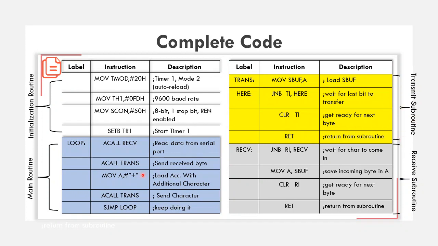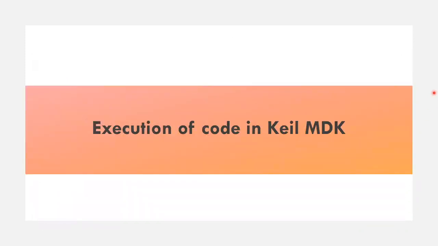Since the statement says we have to receive the data serially and send that data back on the same platform by adding the character plus, here we are adding the character plus, meaning we are loading the plus ASCII value in the accumulator, and again we call ACALL TRANS, the transmit subroutine. And when this process is over, the loop comes back here, meaning it starts waiting for receiving another data. So let us check this code in the Keil MDK uVision.